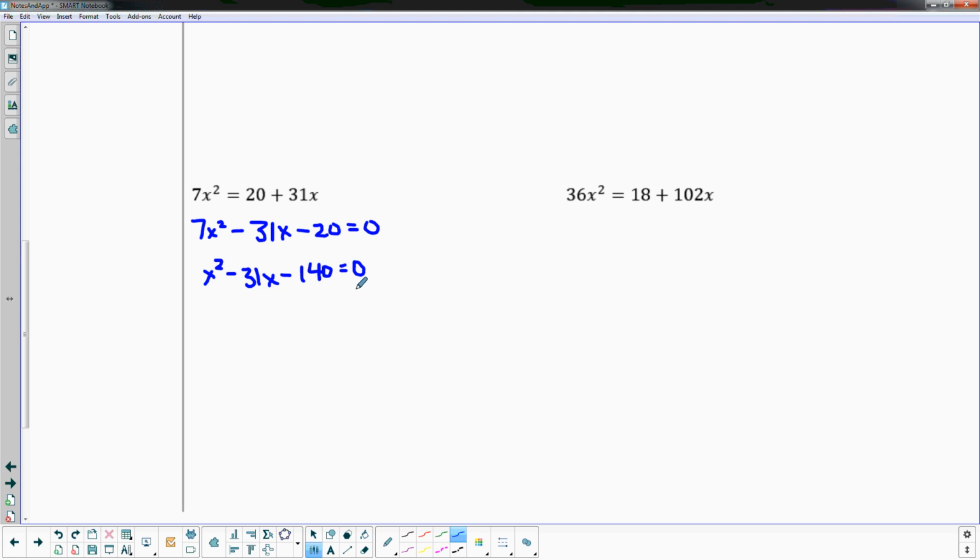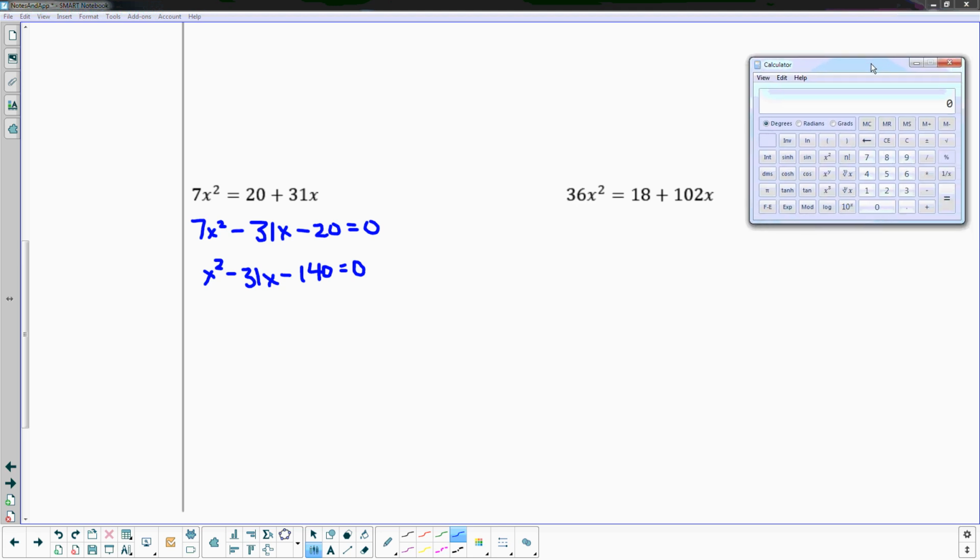And now I'm tasked with the difficult thought of what two things multiply to give me 140 and add up to 31. Well, this is where I use my, okay, how about 140? I'm just going to start dividing it by things. I'm not going to think too hard on this. I know I can divide it by 2, and then I get 2 and 70. That's not going to give me a negative 31.